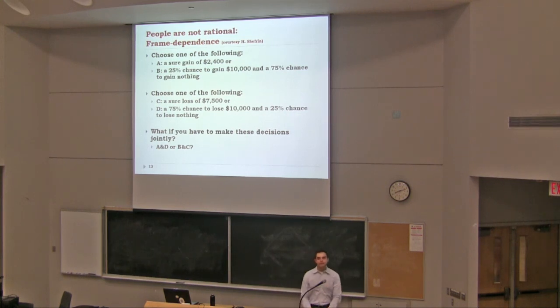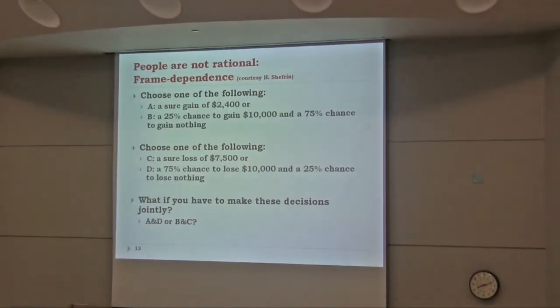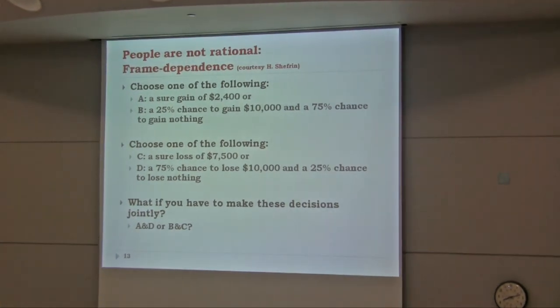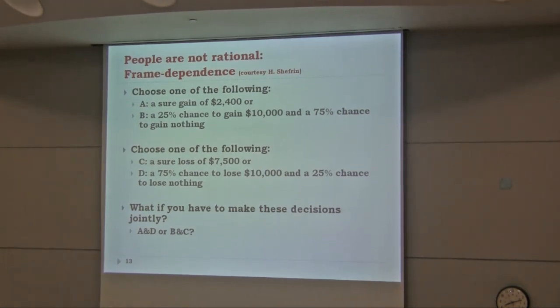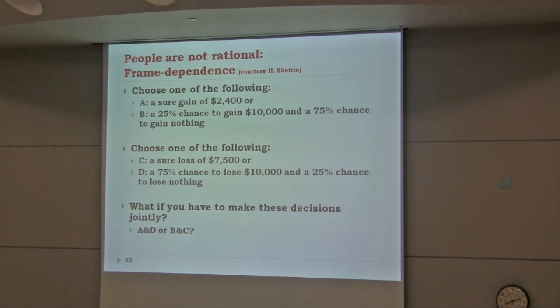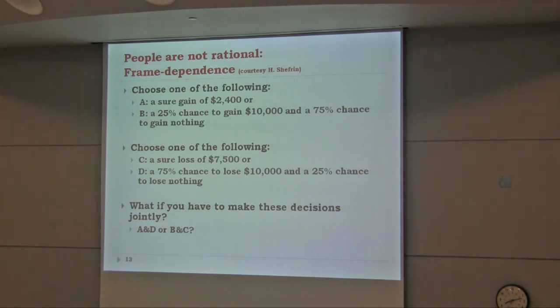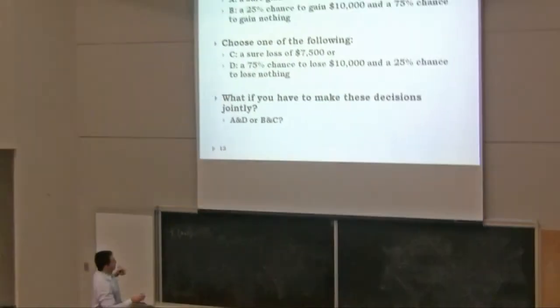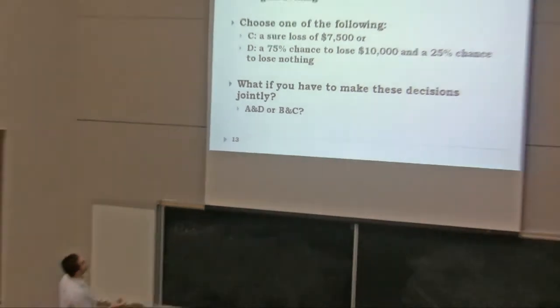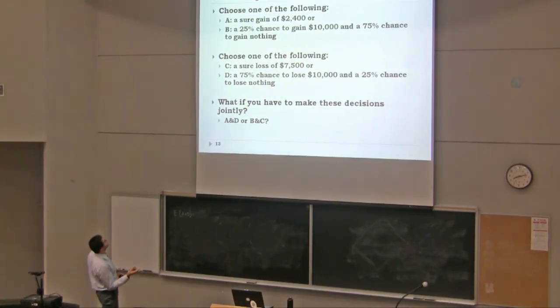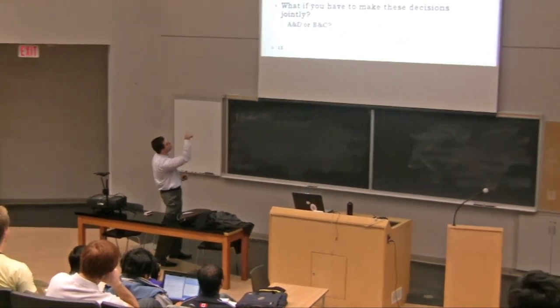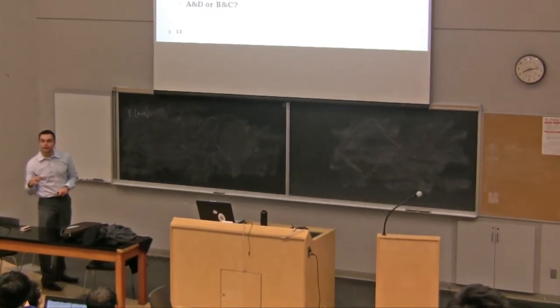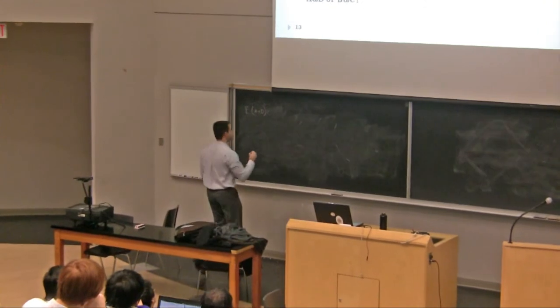So, would you stick with your A and D that you chose first when you were picking them separately, or would you switch to B and C? Right. You should switch to B and C. Why is that? What is the expected gain from A and D? In A, you have a sure gain of 2,400. If you pick it with D, there's a 75% chance to lose 10,000. So if you combine them, there is a 75% chance to lose 7,600, right?